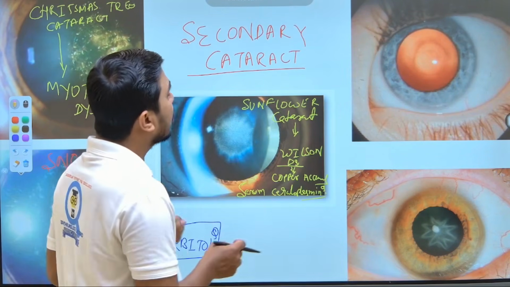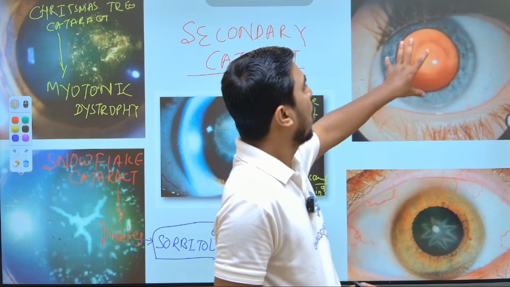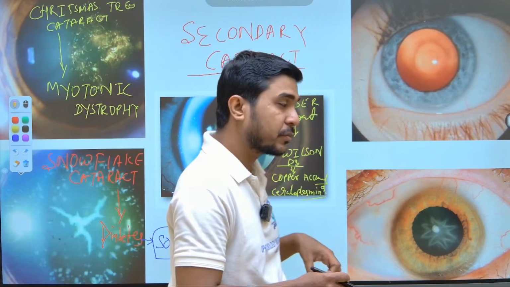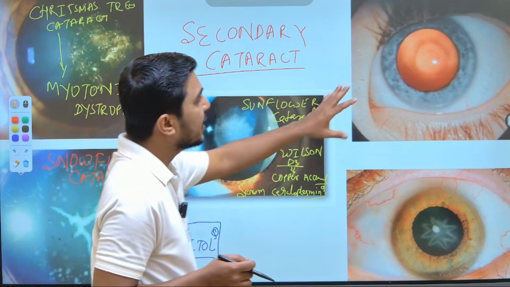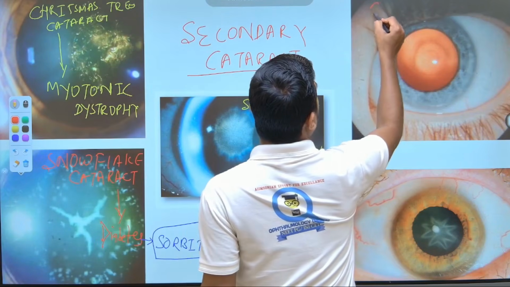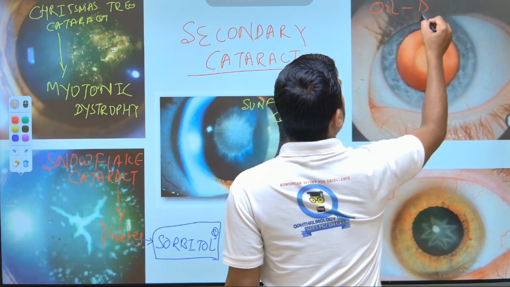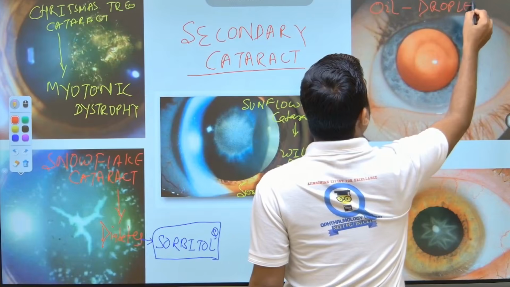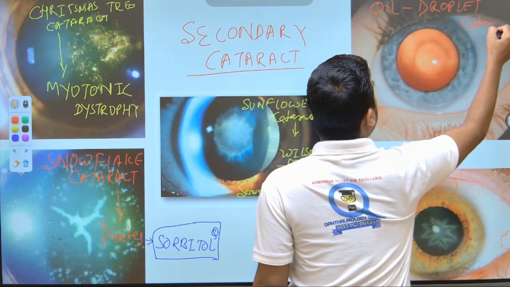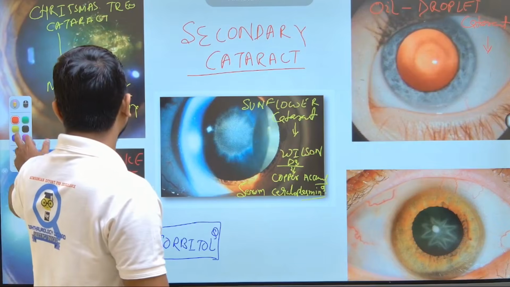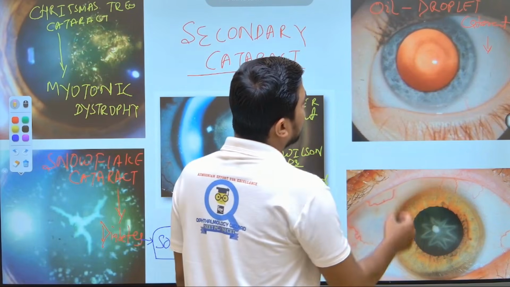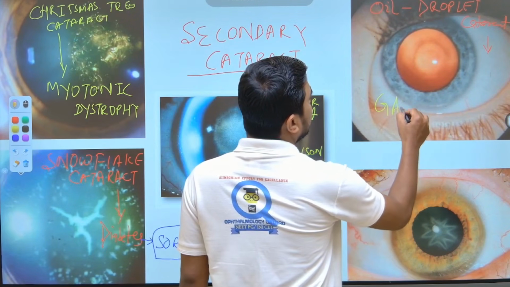Okay, now coming to this here, what does it look like? If you can't imagine, just remember it looks like an oil droplet. Oil droplet. So it is oil droplet cataract. Where will you see this oil droplet cataract? You see this oil droplet cataract in a case of galactosemia.